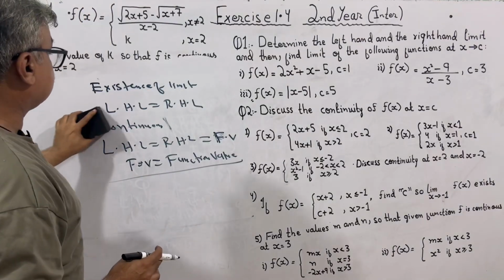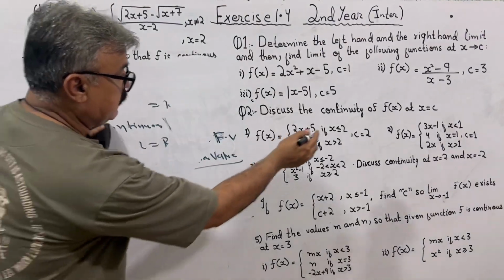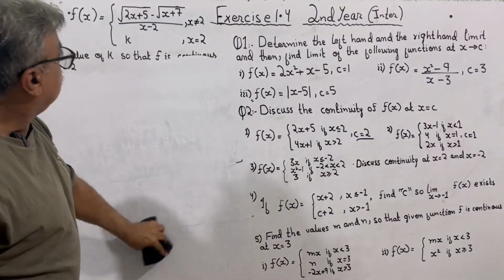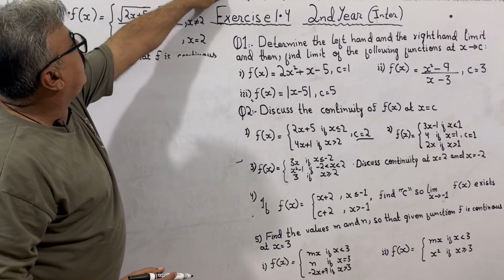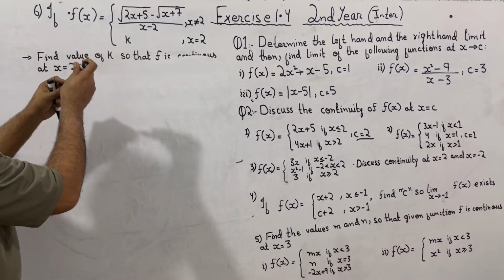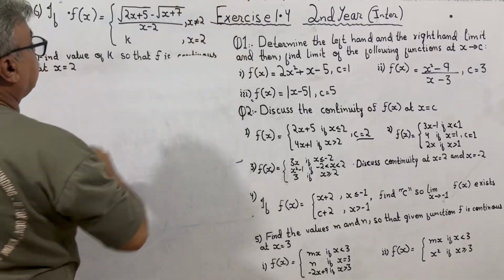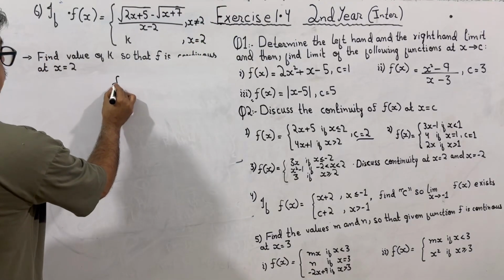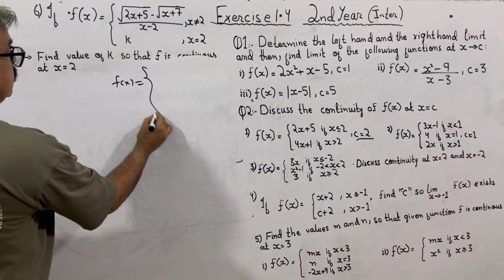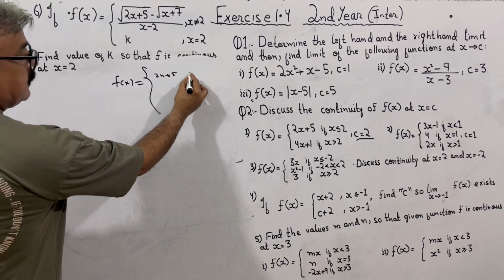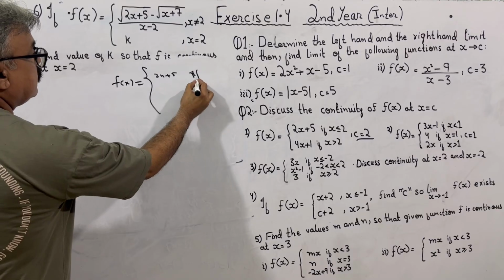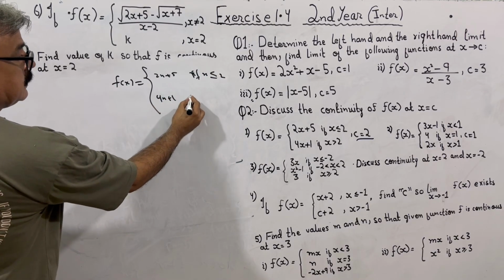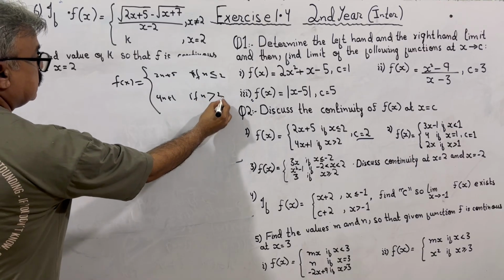Question number 1, discuss the continuity or discontinuity at the given point. Here our limit is x tends to 2. Now let me give you a good idea about left hand limit, right hand limit and function value. The function is f of x equal to 2x plus 5 if x is less than or equal to 2, and equal to 4x plus 1 if x is greater than 2.